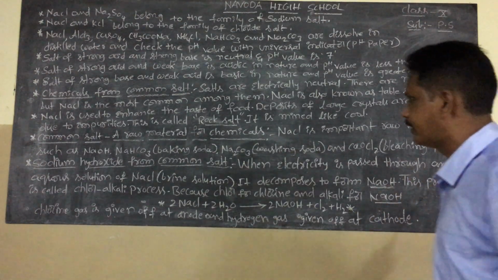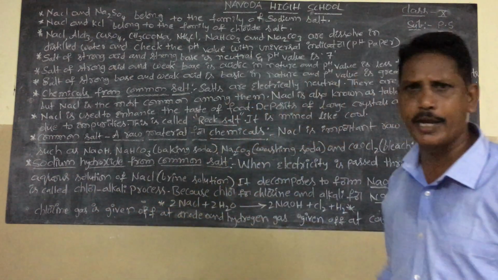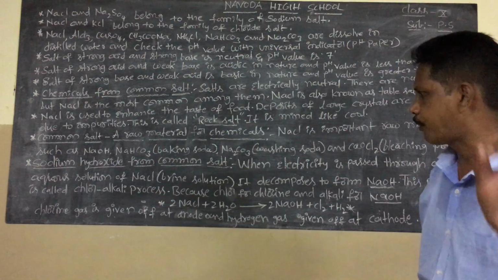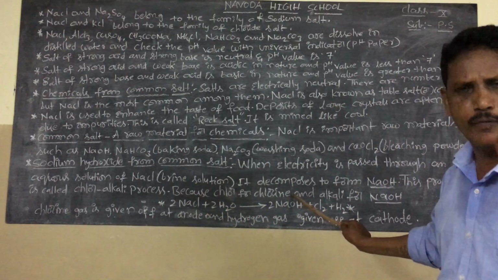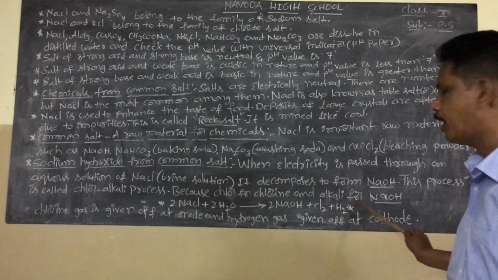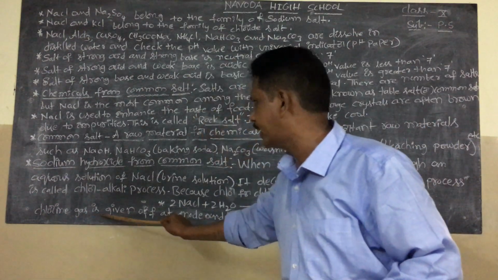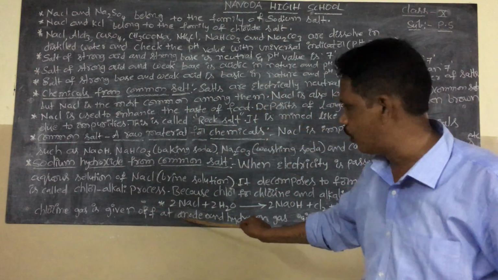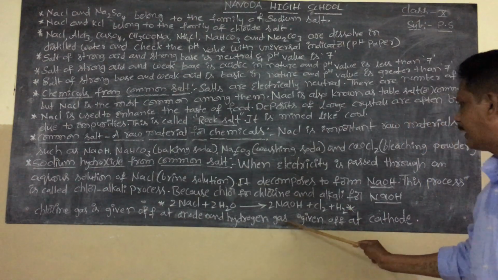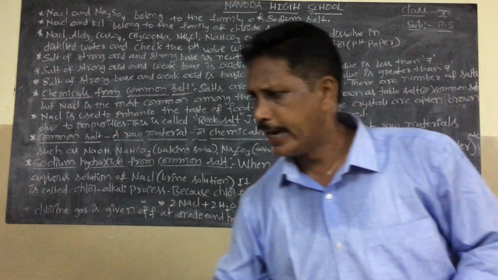This process is called the chlor-alkali process, because chlor is from chlorine and alkali is from NaOH. In this process, chlorine gas is given out at the anode, and hydrogen gas is given out at the cathode. Okay, students. Next one.